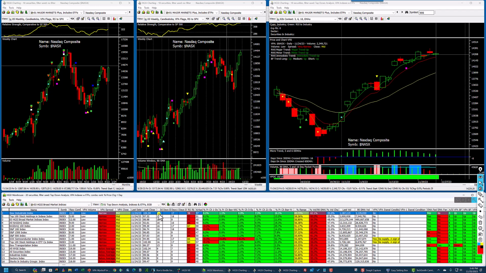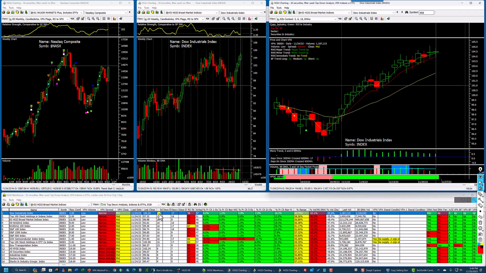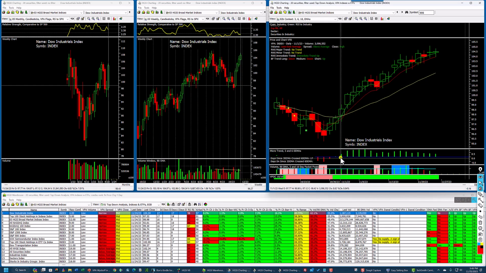I believe the Dow Industrials were 16 days. This says 17, so it crossed over right here based upon my market cap weighting. You can see the crossover there. The VPA crossed over the same day. So this is just a way to confirm what you see in the standard indexes. These are my broad market indices, which are calculated according to market cap weighting.